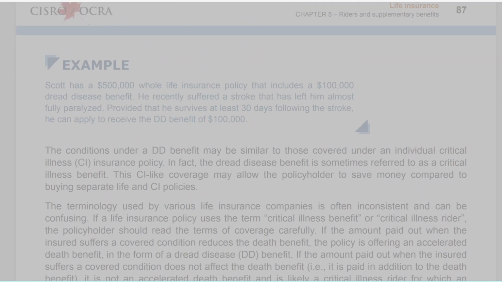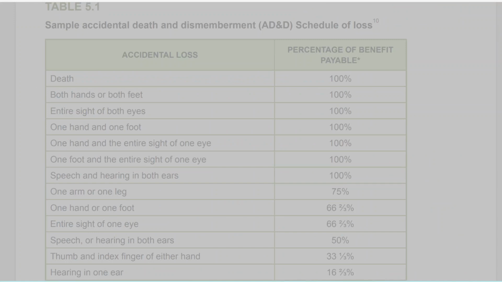Life Insurance Chapter 5, Riders and Supplementary Benefits 87. Table 5.1, Sample Accidental Death and Dismemberment, AD&D, Schedule of Loss.